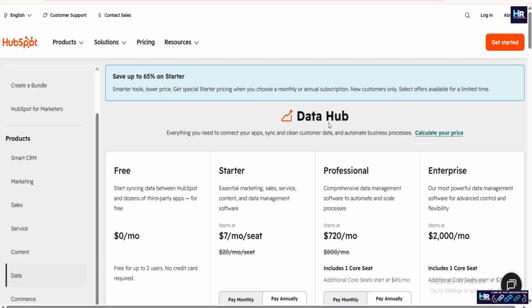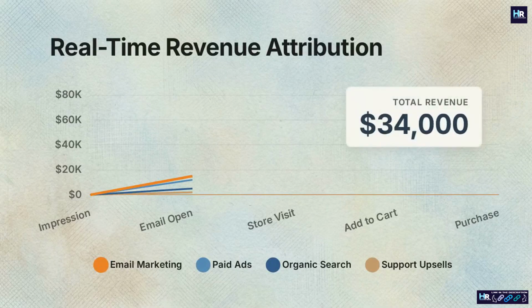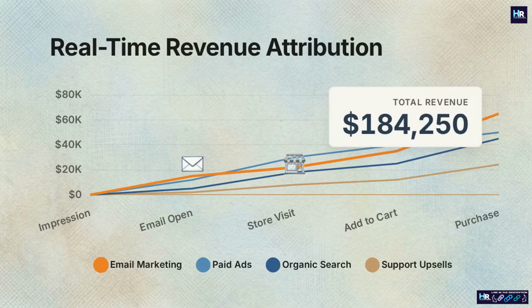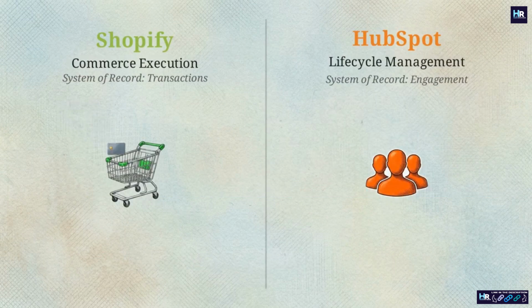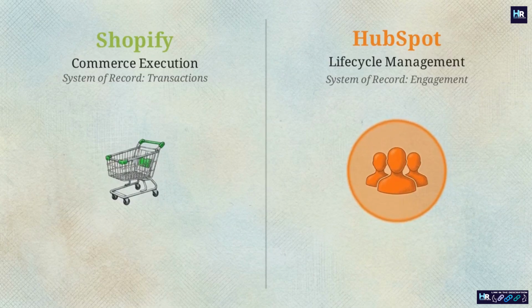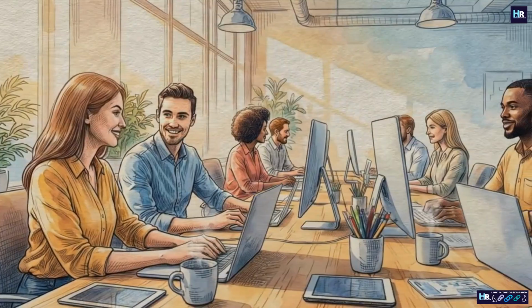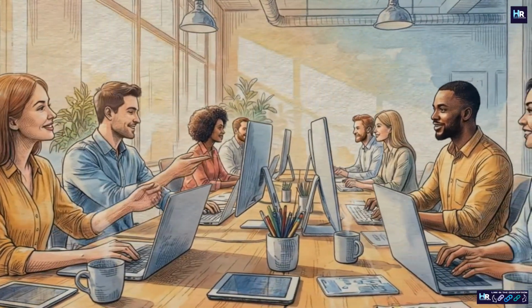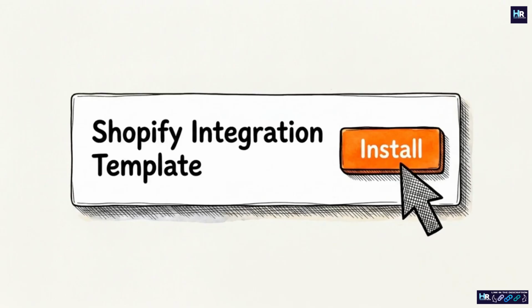Once these systems are linked, your team no longer wastes time reconciling data manually. Your reporting reflects real-time revenue across every marketing and sales touchpoint. This setup respects the strengths of both platforms. Shopify manages the storefront transactions, while HubSpot manages the customer relationships. The result is a unified system where every customer interaction informs the next marketing action, creating a predictable path for growth. You can start building this today.